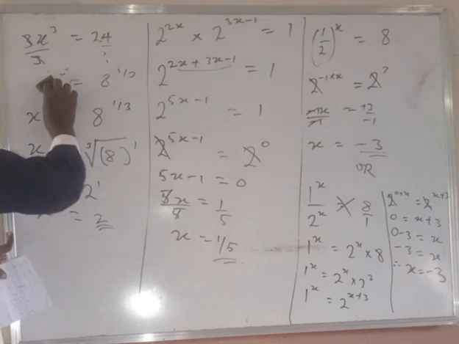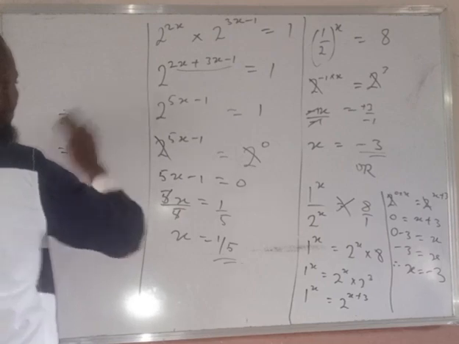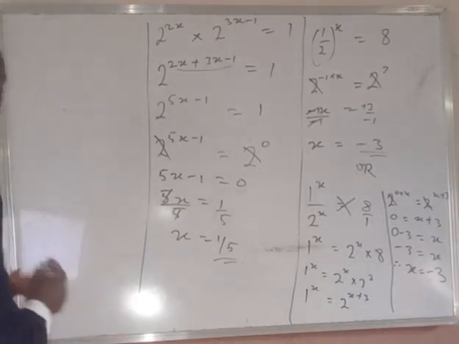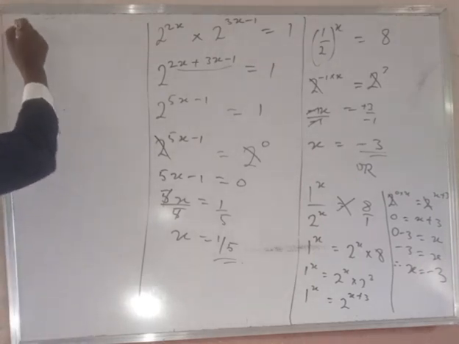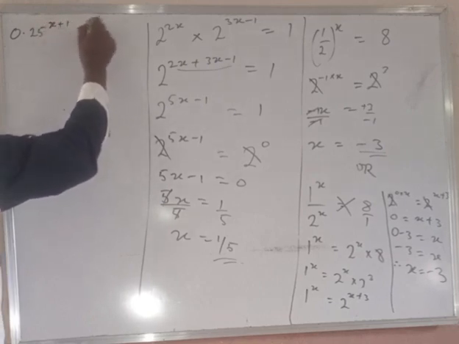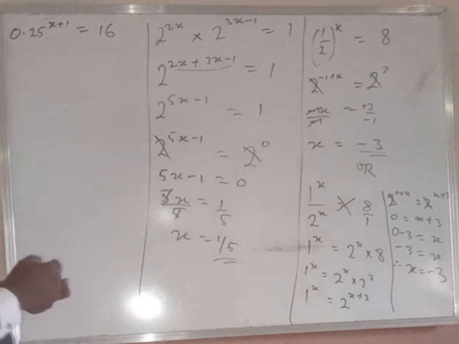Okay. Now what we have here is 0.25 raised to power x plus 1 is equal to 16. So like I always tell you, indices doesn't play with a decimal number. Anytime you have a decimal number, first of all change it to a fraction, then from fraction to an index number. Is it clear?